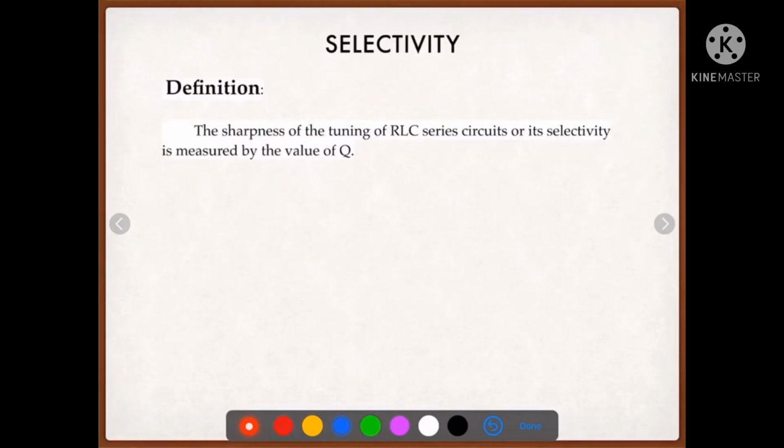Now we will do one more important definition, that is selectivity. Selectivity is the term which defines how that specific circuit is performing. So how will we define it? The sharpness of tuning of an RLC series circuit, or its selectivity, is measured by the value of Q. I'll tell you how it works.